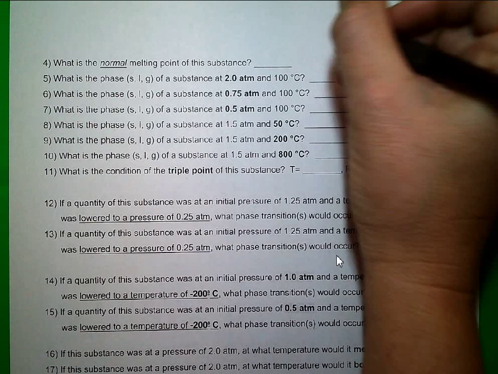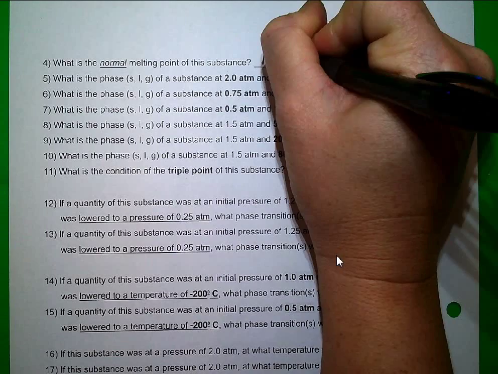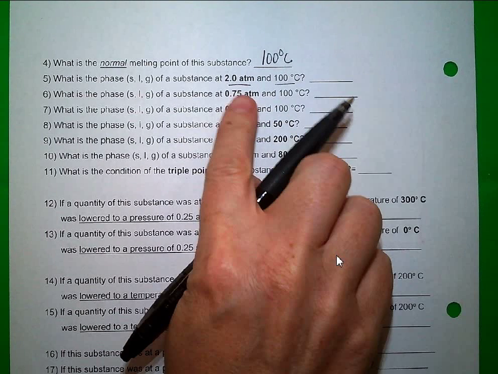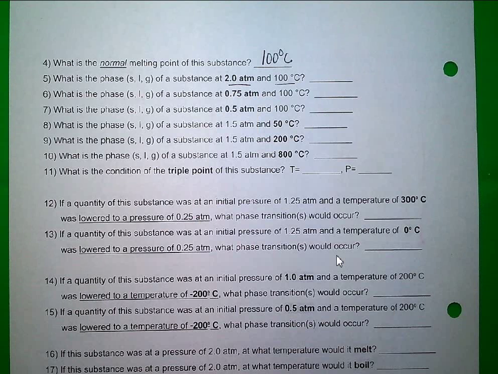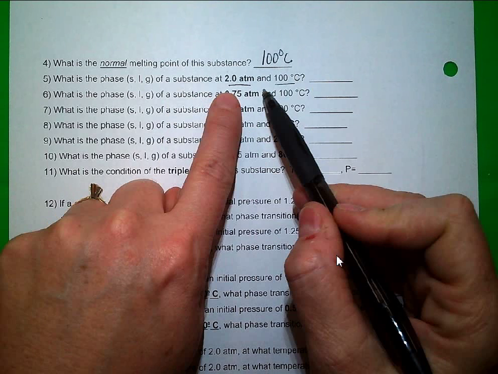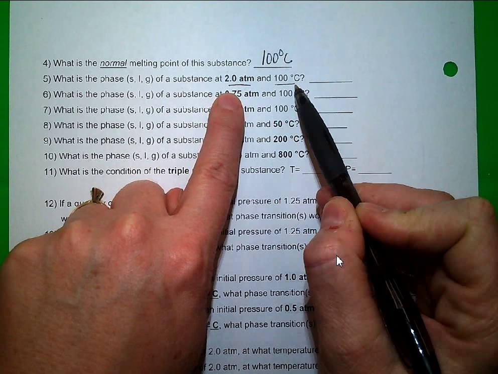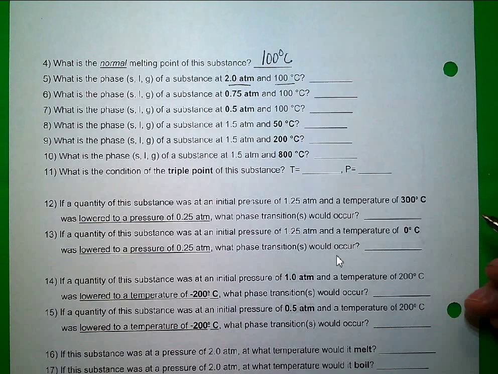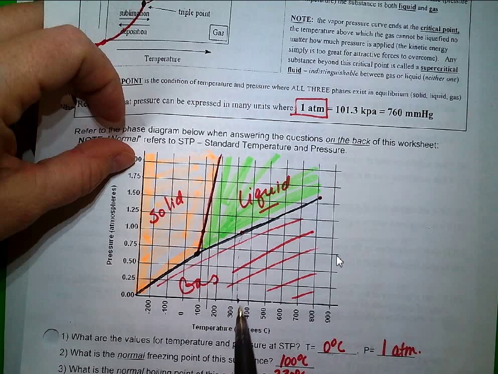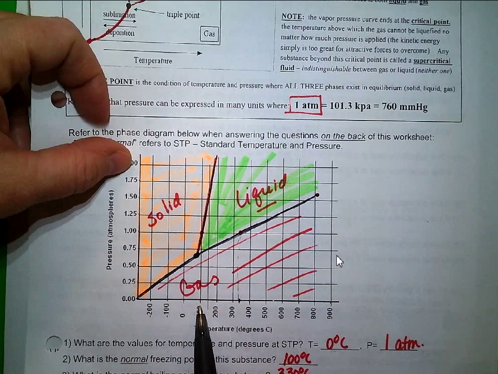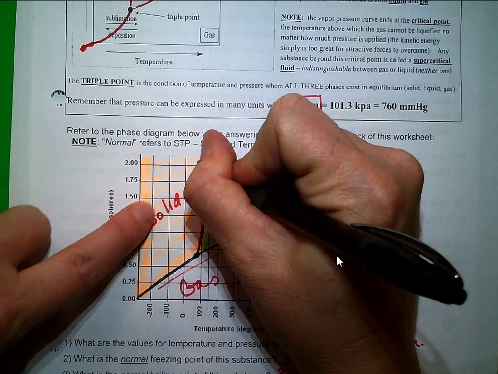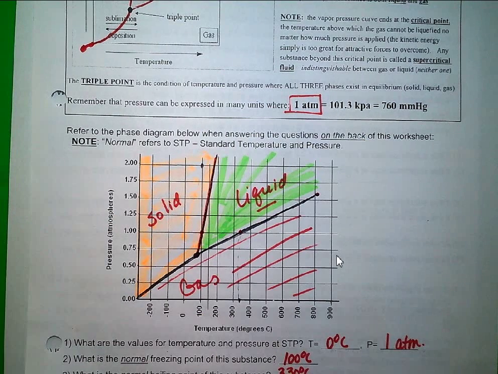That is the normal. Then what you're going to do for these is you're going to look at these almost like ordered pairs. So I'm going to go to my graph and look at it. It says, what is the phase, solid, liquid, or gas, of a substance that's at 2 atmospheric pressures and 100 degrees Celsius. So we're going to look at that really quickly. So it's 2 atmospheres and 100 degrees Celsius. So I'm going to go to 100 degrees Celsius, 2 atmospheres. I'm going to follow those up. And that point would land right here. Well, that's the solid range. So that's going to be a solid.